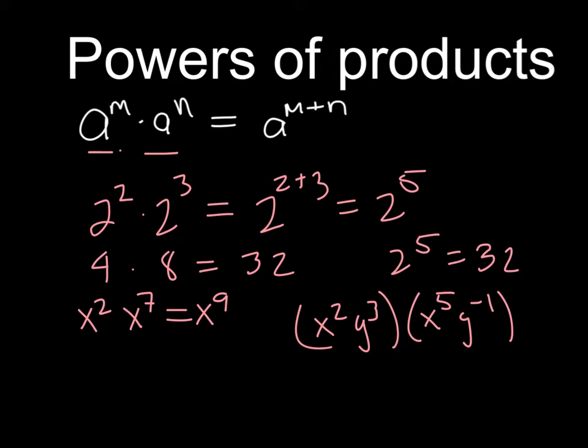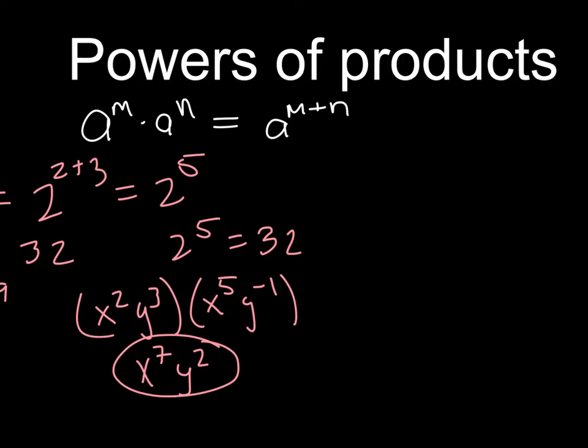Here we can add those exponents together because multiplication is commutative. So we can do the x squared times the x to the 5th and get x to the 7th. And we can do the y to the 3rd times the y to the negative 1st and get y to the 2nd. And that would be simplified from the statement above.